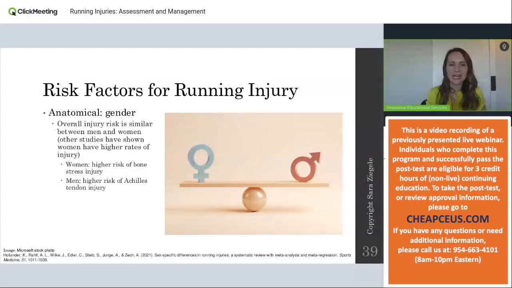What about gender? When we're talking men versus women, some studies have really shown that the risk between them is fairly similar. What I think is most interesting is that when they are injured, what happens is slightly more likely to be one versus the other. So women have higher chances of getting bone stress injuries. Men actually have a higher risk of Achilles tendon injury. So we're looking at a little bit more soft tissue when we're talking about male running injury.